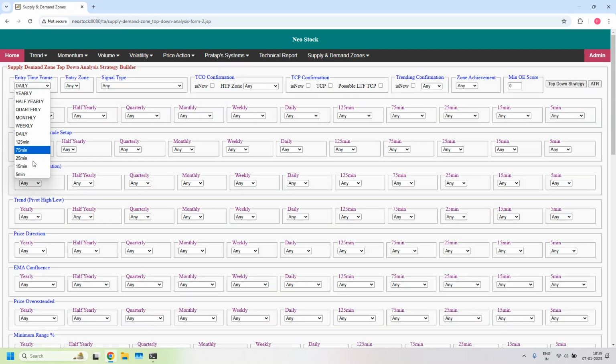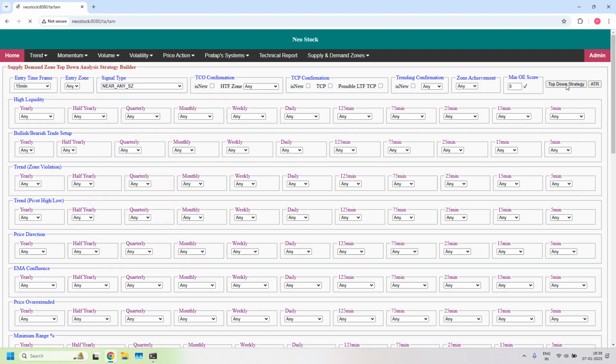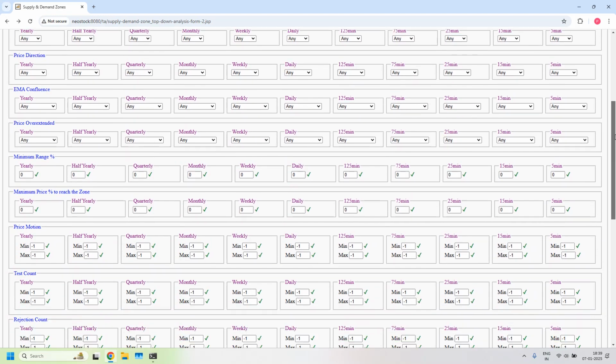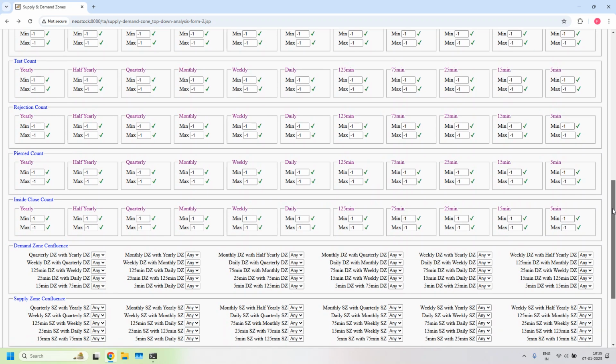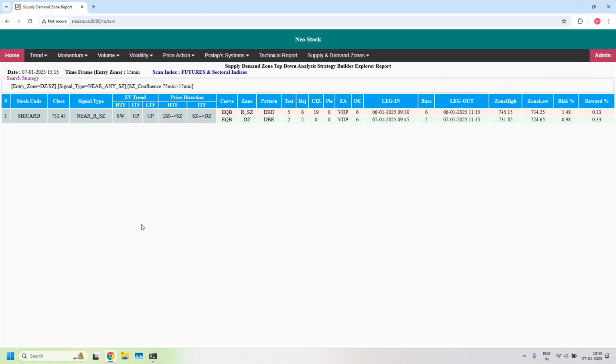Next 15 minutes time frame. Stocks near 15 minutes supply zone. We got 5 stocks. Let's further filter based on LTF, ITF demand supply zone confluence. That is 15 minute supply zone with 75 minute supply zone confluence. We got only 1 stock. This 15 minute supply zone is part of the 75 minute supply zone.